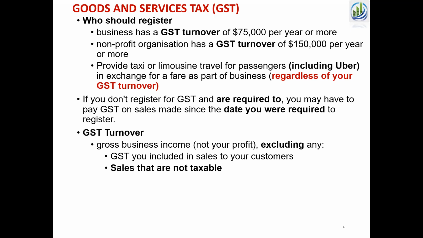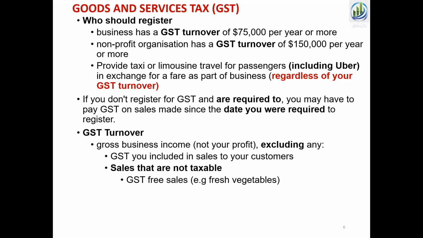Now say your business is a farmer, your client. He is selling vegetables, with total sales of $100,000. So how much is GST turnover? Total gross sales $100,000. How much is GST? There's no GST for vegetables. So no GST means sales not subject to GST. Therefore, 100,000 minus 100,000, their GST turnover will be zero, right?